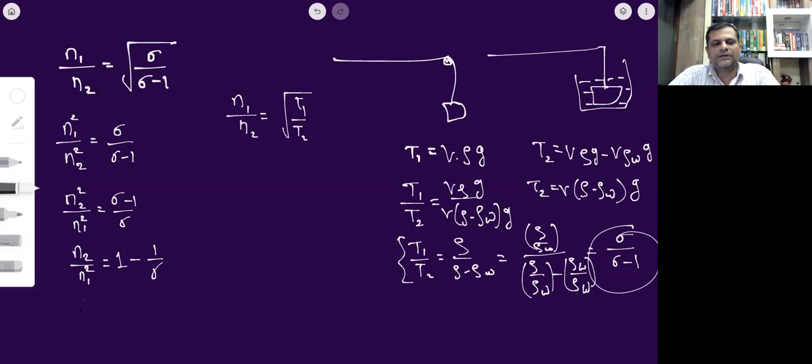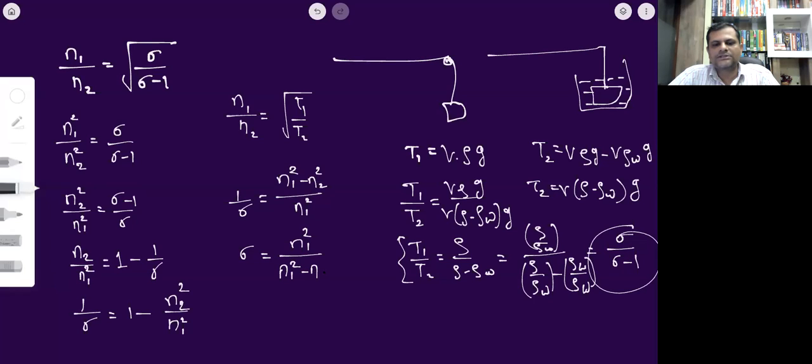और इसको अगर थोड़ा शफल किया तो हमको मिलेगा 1 upon sigma is equal to 1 minus n2 square upon n1 square, right? And if we simplify this further, we get 1 upon sigma simply equal to, LCM निकालेंगे तो हमको मिलेगा, n1 square minus n2 square upon n1 square, correct है? And if we take the reciprocal on both sides, we get sigma simply equal to n1 square upon n1 square minus n2 square. It is just simply the rearrangement of this formula here.